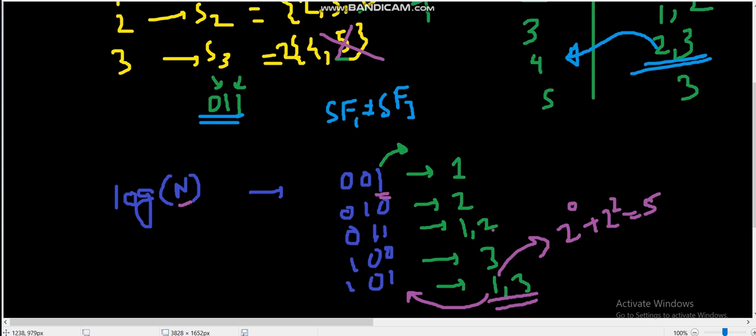Now, if we get that the first and second friends are ill, then we can say that it is 2 to the power 0 plus 2 to the power 1. That means that the third bottle is causing the problem. So we can easily identify from the given input stream from the judge which bottle is causing the problem.